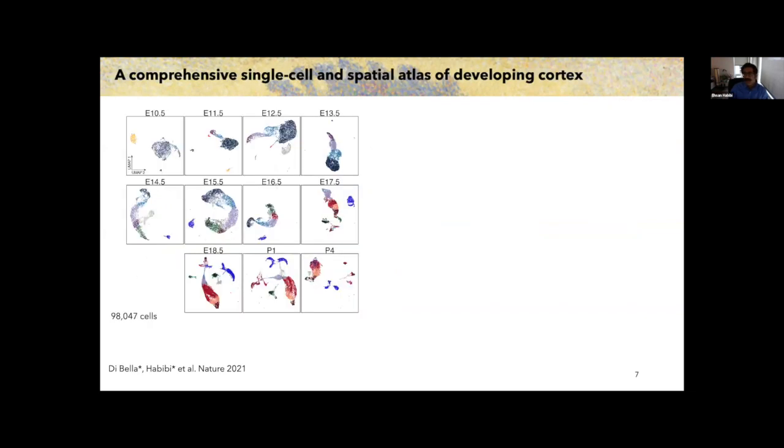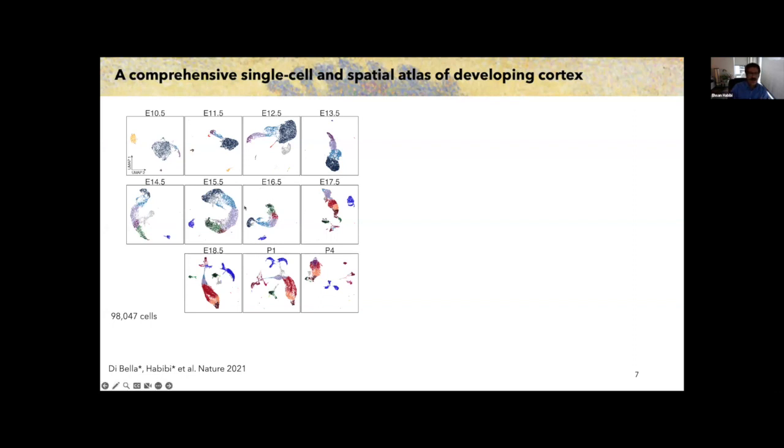Therefore, we profiled the mouse prospective somatosensory cortex using single cell sequencing over the entire period of corticogenesis, from day 10 to P1, every day, and also P4 as a more adult sample. Here on the left, you can see the UMAP visualization of these individual time points. Each dot is a cell, and we annotated based on known markers, and therefore we defined the identities at each time point.